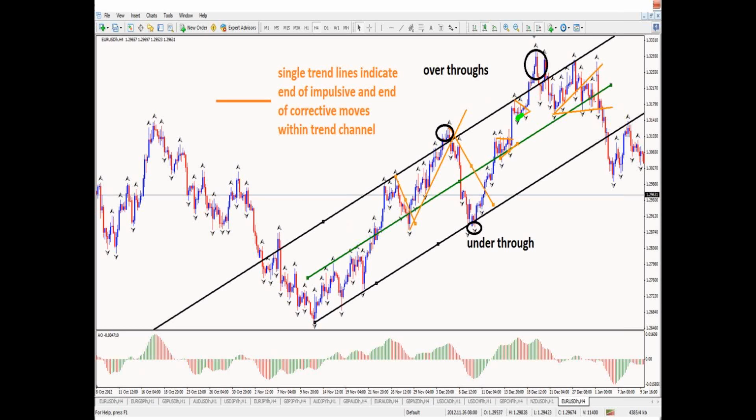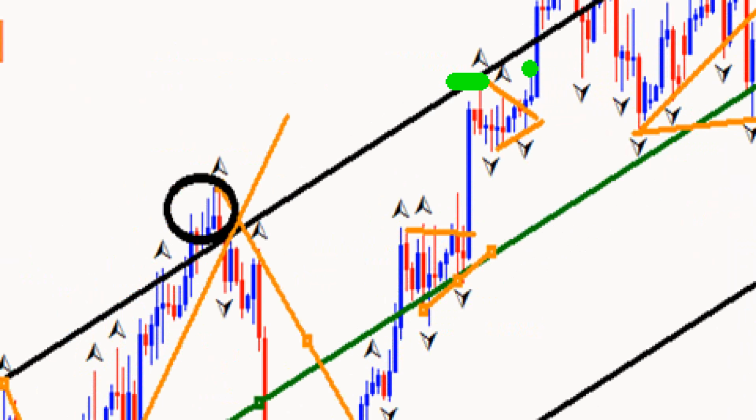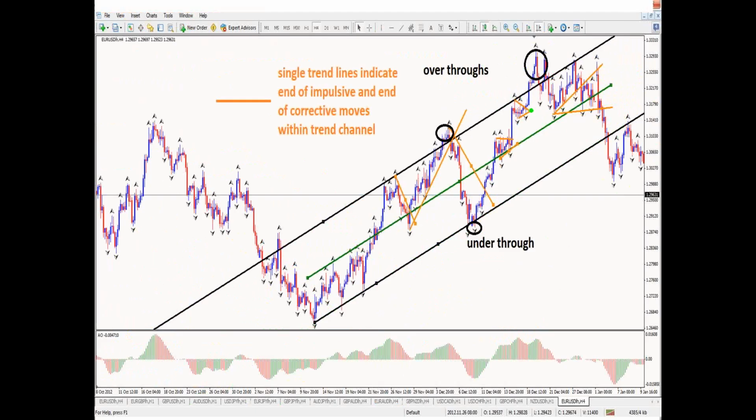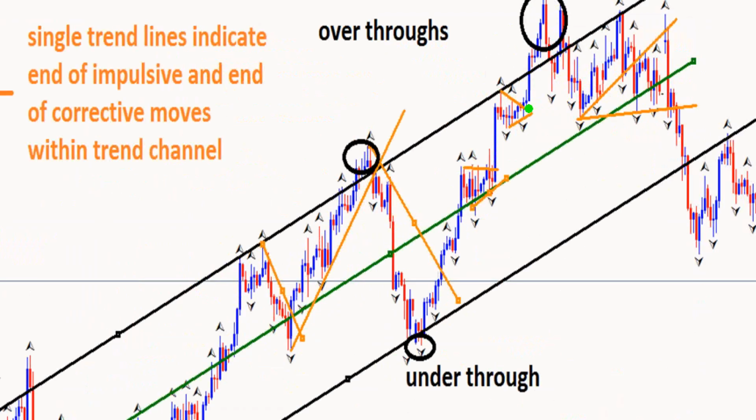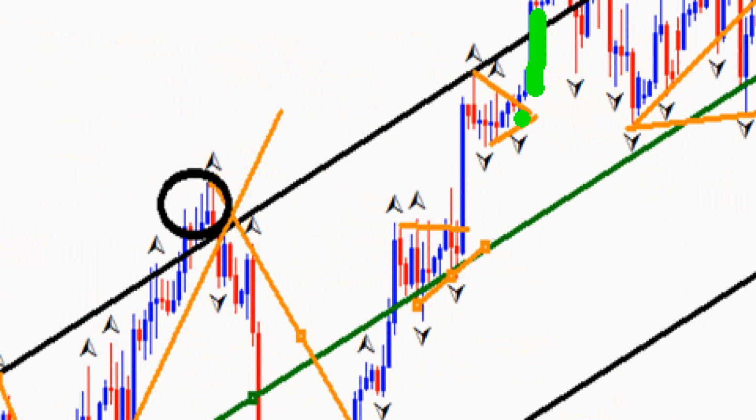You know, this is a great setting for continuation, but maybe this high could give some resistance, and it did. It's difficult to see. Maybe let me zoom in here. There is a bit of a wick at that 4 hour candle, but not important enough because the power was so great. We did continue to the upside there.